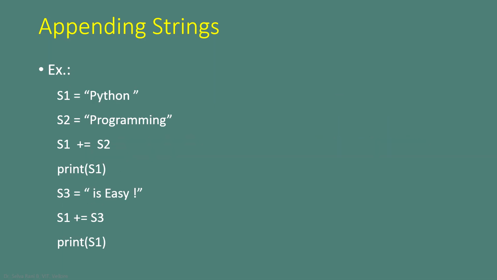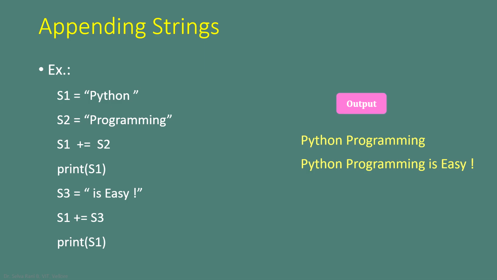Let's see the next example. S1 is equal to Python, S2 is equal to programming, S1 plus equal to S2. Now if we display S1, we will be getting Python programming as output. And S3 is equal to is easy, we are appending S3 with S1. S1 is already Python programming. Now is easy is added to it. We are getting the result as Python programming is easy.